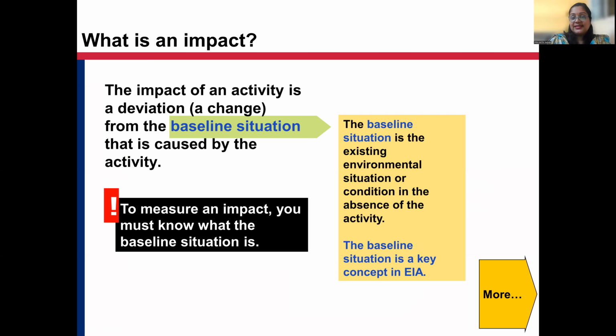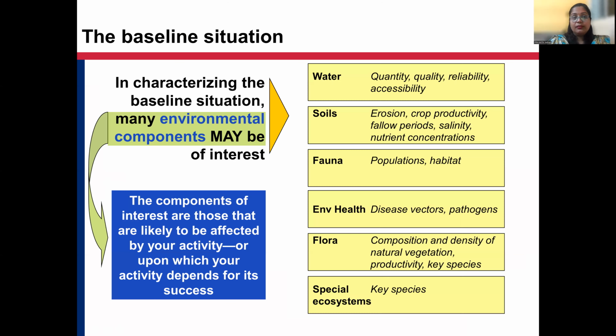The baseline situation is the existing environmental situation or the condition in the absence of the activity. So when we speak about the baseline situation, before the starting of the activity, what exactly the scenario is, what exactly the condition of the place is, in terms of even the social as well as the economic aspects of the environment, this is taken into consideration. So the baseline situation is a key concept which is measured in EIA.